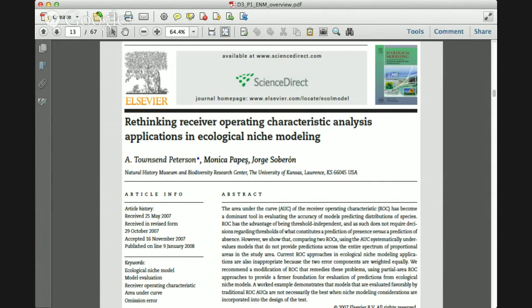Then just one quick comment referring to this paper. This comment is about the idea of quantifying how much error there is in your occurrence data set.